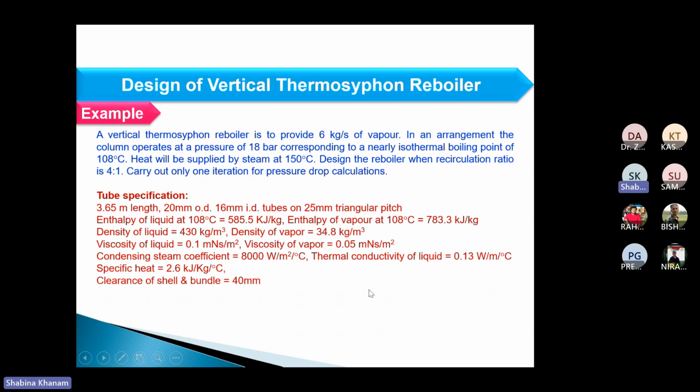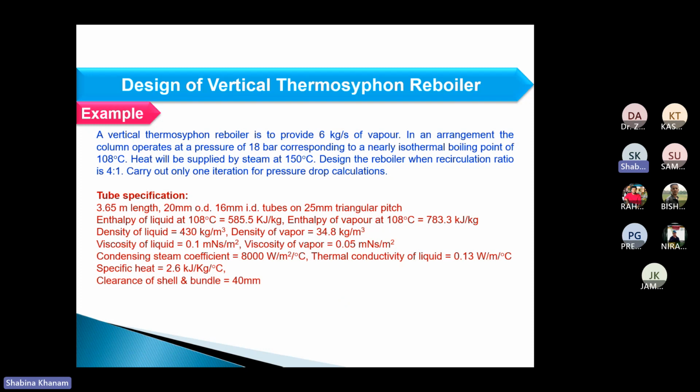And for that case, we are given some specifications like the tube specification and other properties: tube length 3.65 m, 20 mm OD, 16 mm ID on 25 mm triangular pitch. Enthalpy of liquid is given at 108, enthalpy of vapor is given at 108. So enthalpy of vapor minus enthalpy of liquid would be the latent heat of vaporization, and that multiplied by 6 kg per second will be the total heat duty. So that we need to consider.